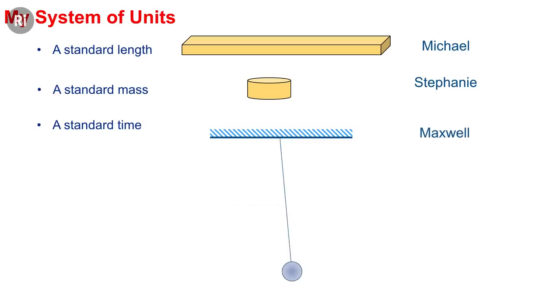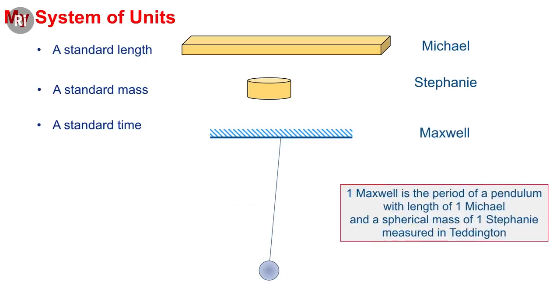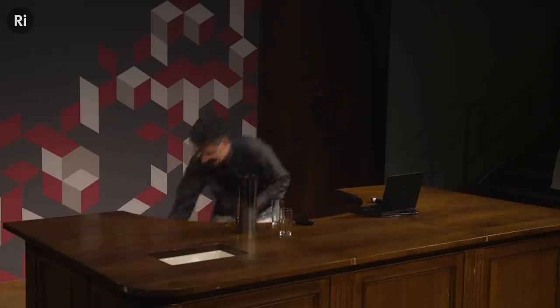And a standard time. That's the Maxwell. That's my son. And it's the period of a pendulum of length one Michael with the mass of Stephanie. And it has to be done in Teddington. And the Michael, by the way, is the length of the standard Michael at 20 degrees Christian. That's my other son.